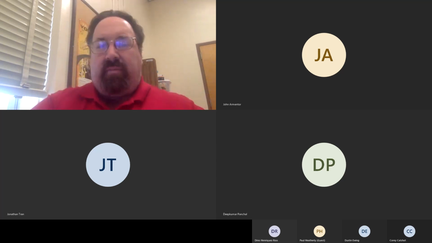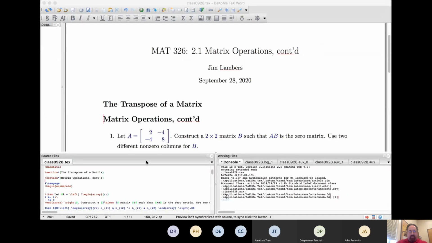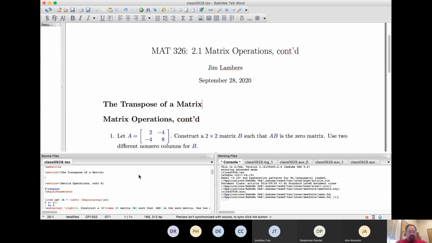Okay, so we're getting the rest of section 2.1 on matrix operations out of the way, which I started on Wednesday. There's one operation that comes up in a couple of problems in this section, and we'll certainly be seeing a whole lot more of it. That's called the transpose of a matrix. So I'll get the screen share going. Okay. I need to say a few words about the transpose before I jump into the problems.